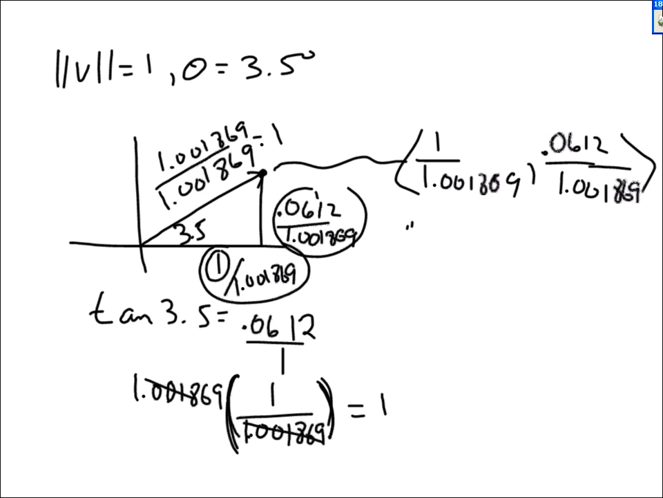And there's yet another problem solved. The angle is 3.5 degrees, and if the length is to be 1, you should use those. That's the component. The terminal end should be at that point. Alright, that finishes the section entitled Vectors in the Plane.